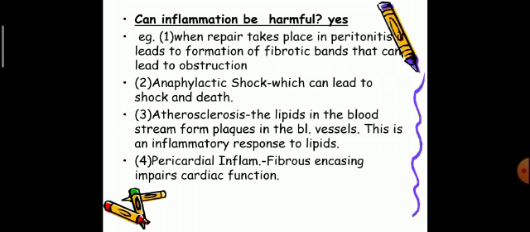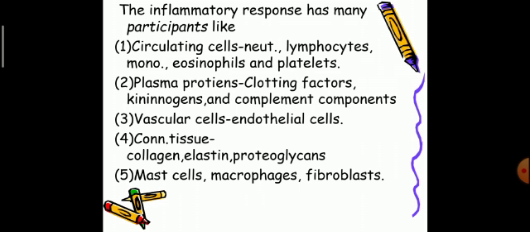Atherosclerosis is also one kind of inflammation, and the lipids in the bloodstream form plaques in the blood vessels, and that can again cause ischemic diseases, and particularly it can cause myocardial infarction. Pericardial inflammation, that is fibrous encasing, impairs cardiac function. The inflammatory response has many participants like circulating agents, plasma proteins, clotting factors, kininogens, vascular cells, endothelial cells, connective tissue, collagen and elastin, mast cells, macrophages and fibroblasts.